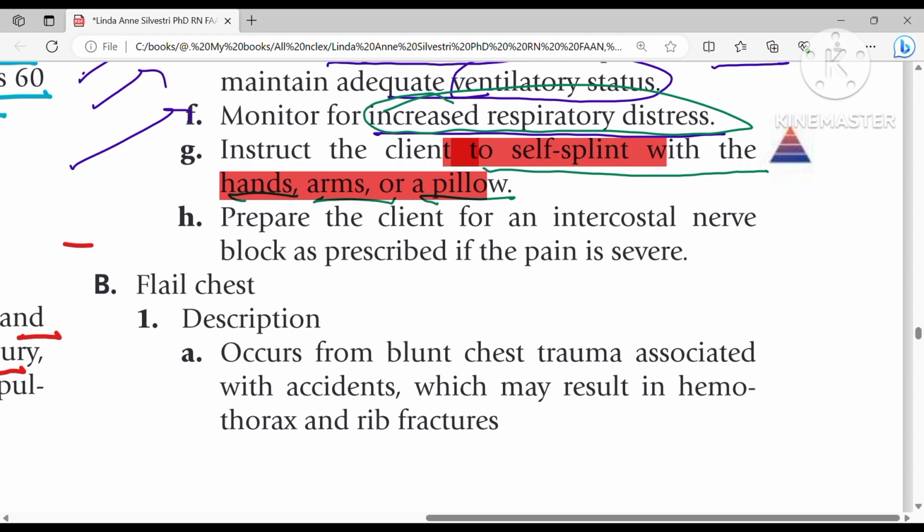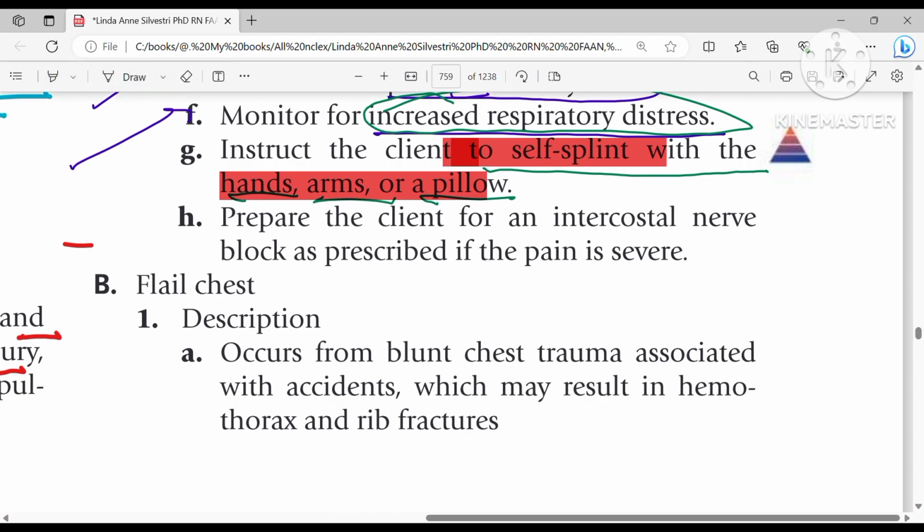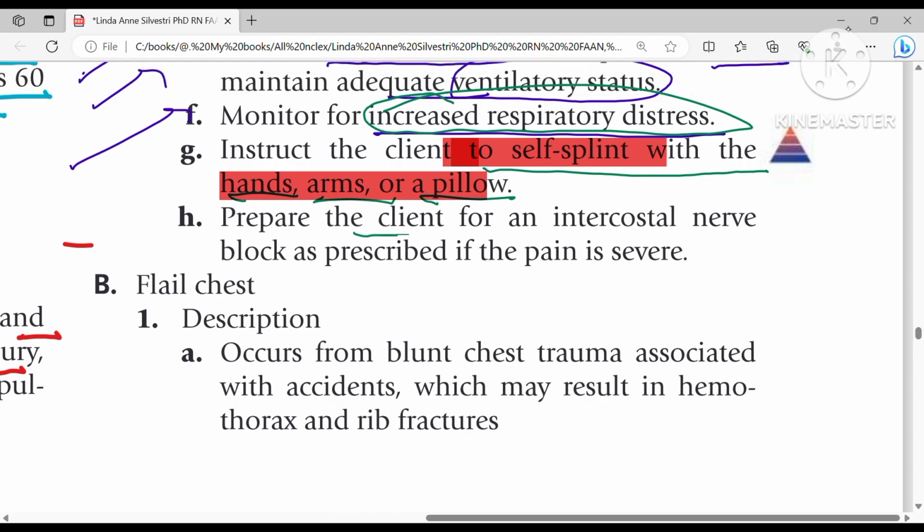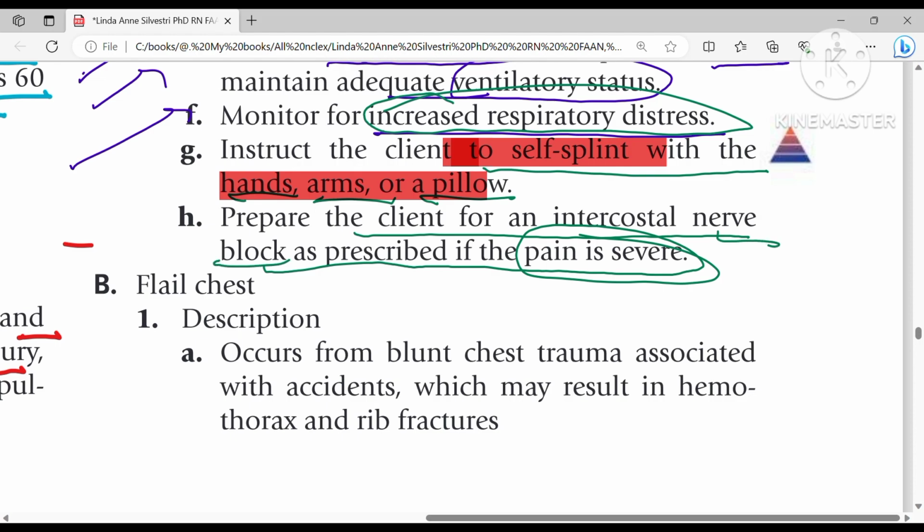Prepare the client for intercostal nerve block if prescribed, if the pain is severe. When pain is not relieved by the painkillers, then a nerve block can be done. Okay, so this is the rib fracture.